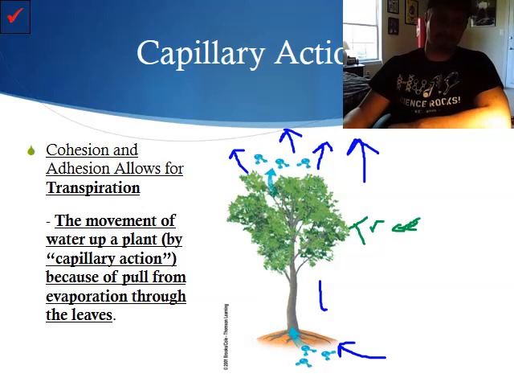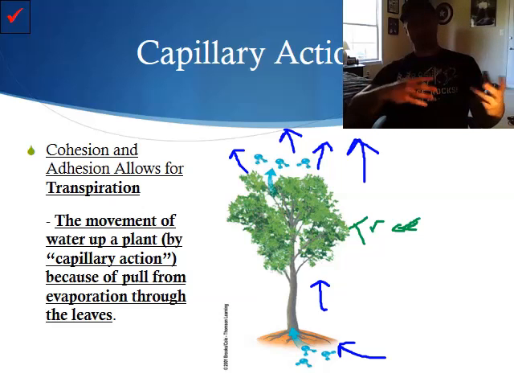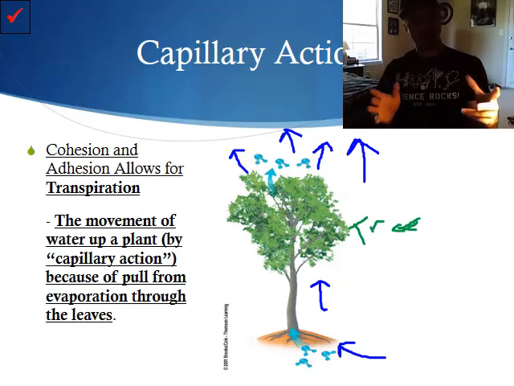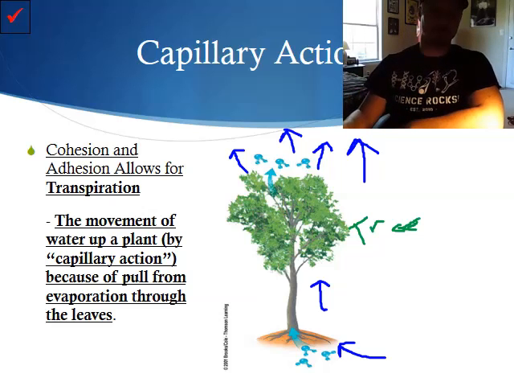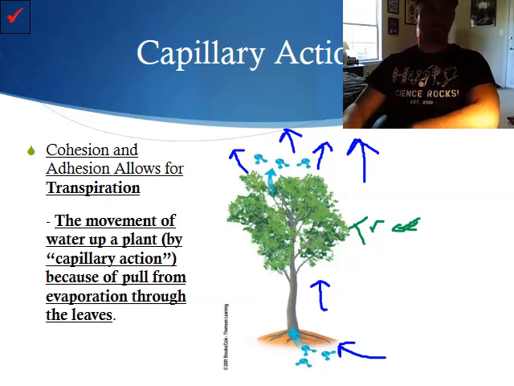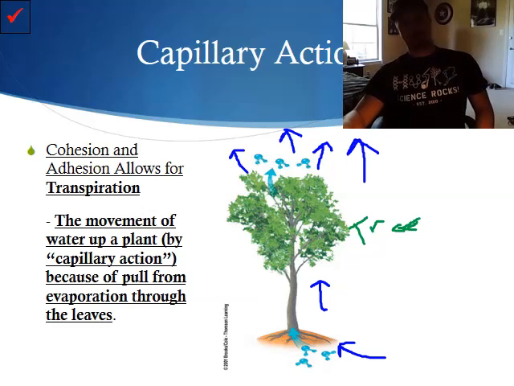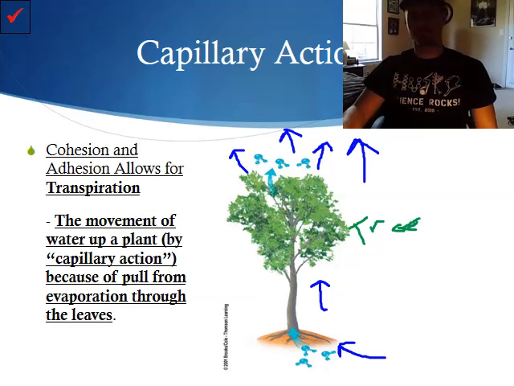So it's one big lengthy process where basically through the process of cohesion, water sticking to water, and adhesion, water sticking to other polar molecules, the water can actually be drawn the entire way up to the very top of the tree. That's what allows plants to go ahead and get most of their water. It's pretty cool if you think about it.